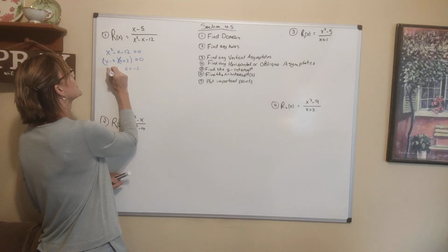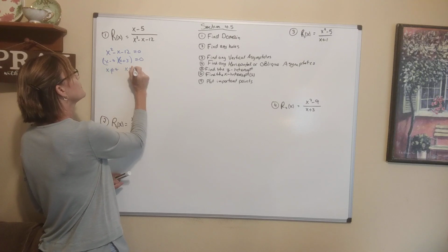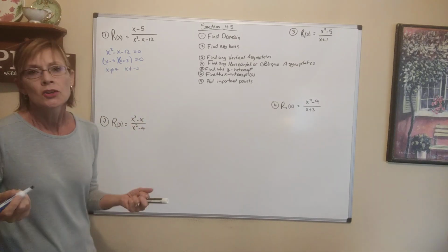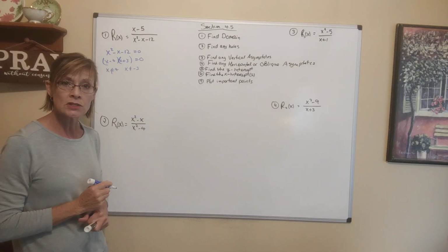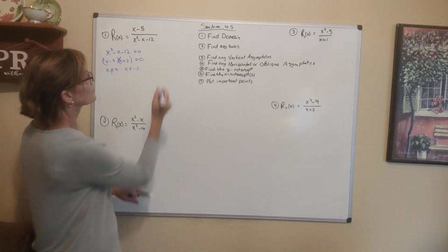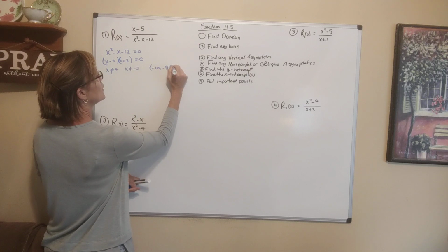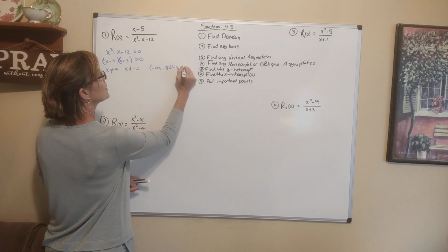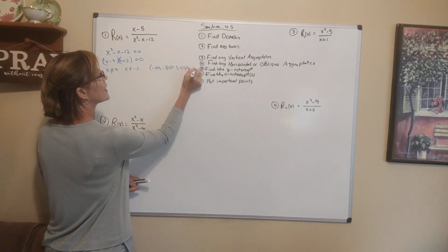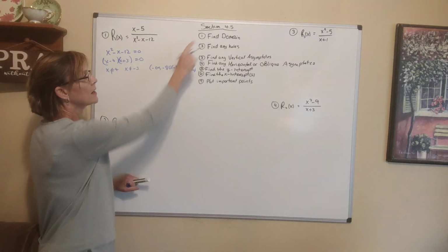So the domain of this is that x can't be 4 and it can't be negative 3. You could also write that in interval notation if you wanted to, where you sort of hop over the values that are problematic. That would be the domain of number 1.